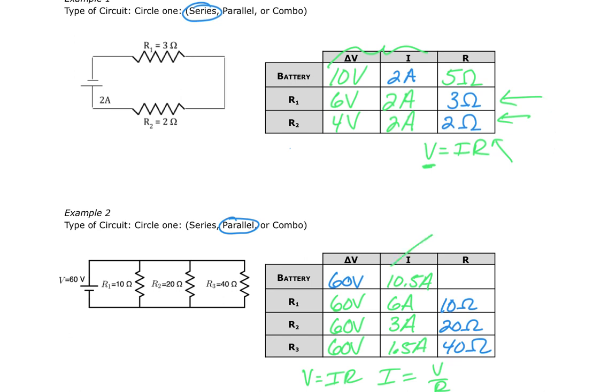Now I can use V equals IR, so R must equal V over I for the battery. And 60 divided by 10.5 certainly isn't 40 plus 20 plus 10. If you put that in your calculator, you should see that it's about 5.7 ohms. This is how I get the resistance that the battery sees. Otherwise, I will get the wrong answer for the resistance there. That's the big benefit of Ohm's law.